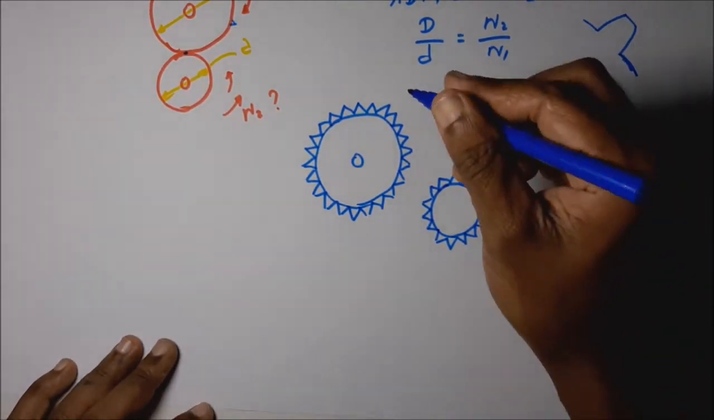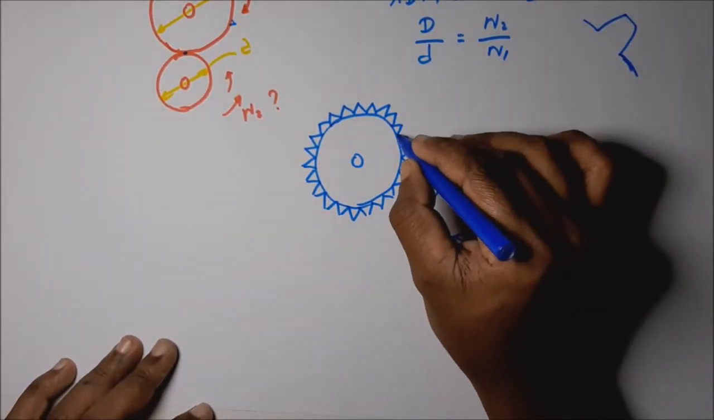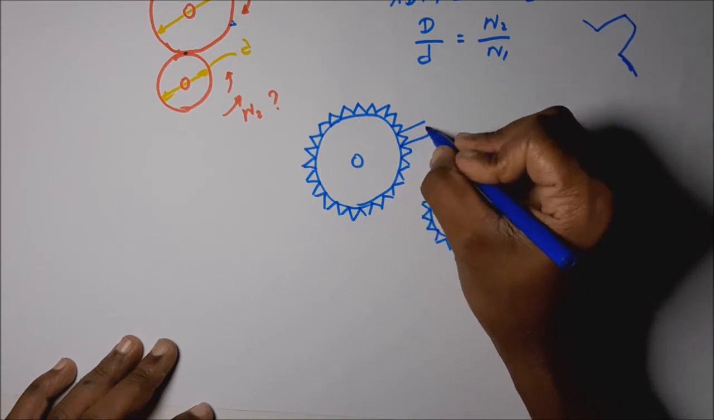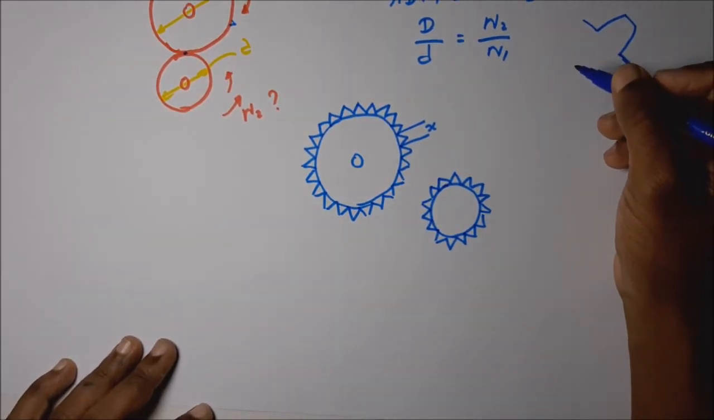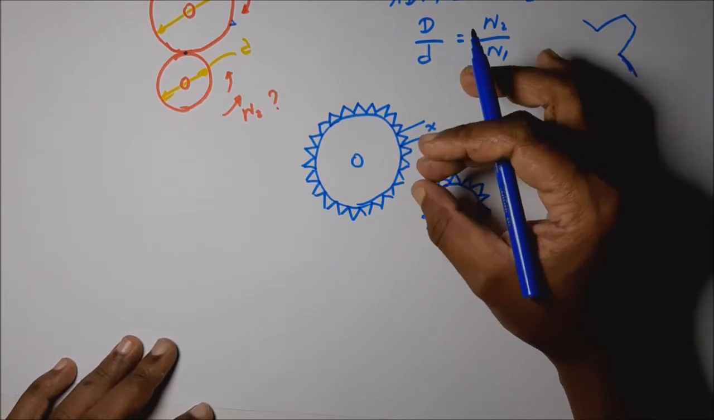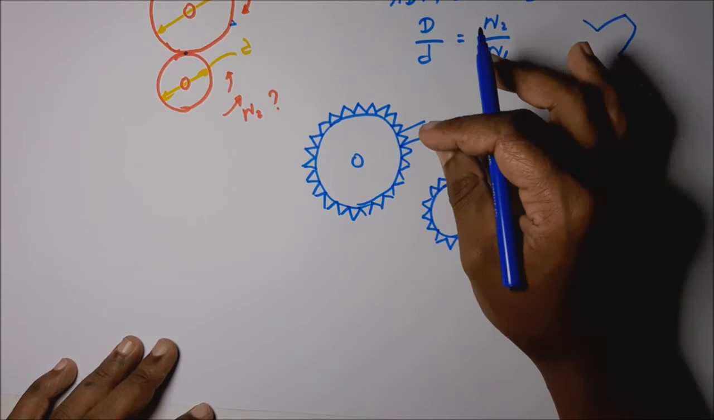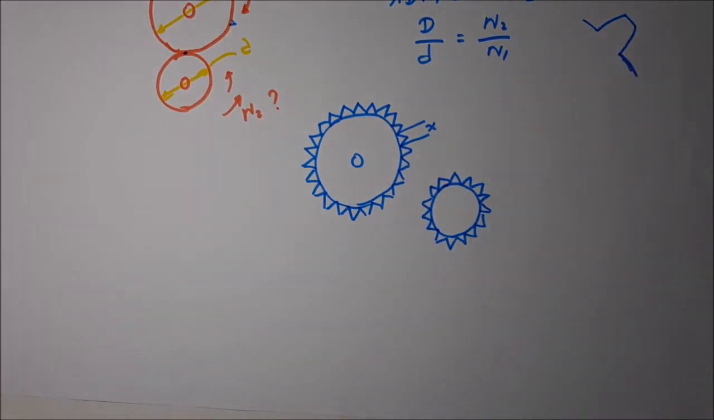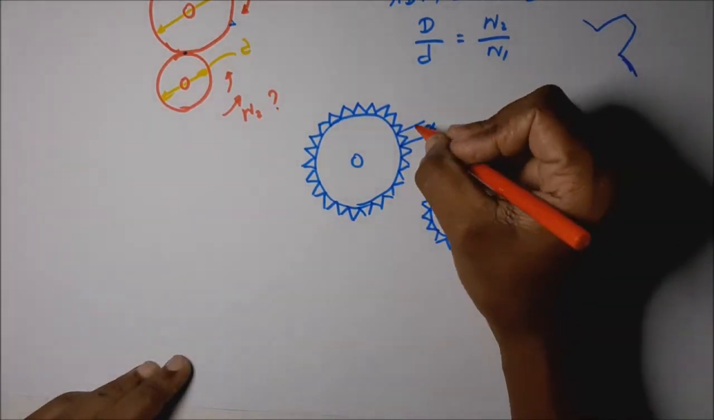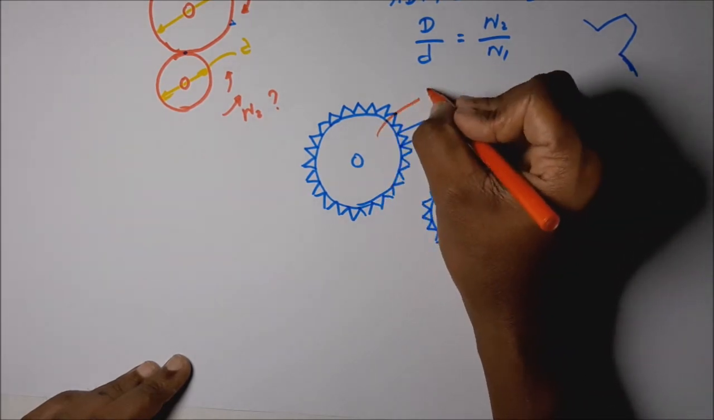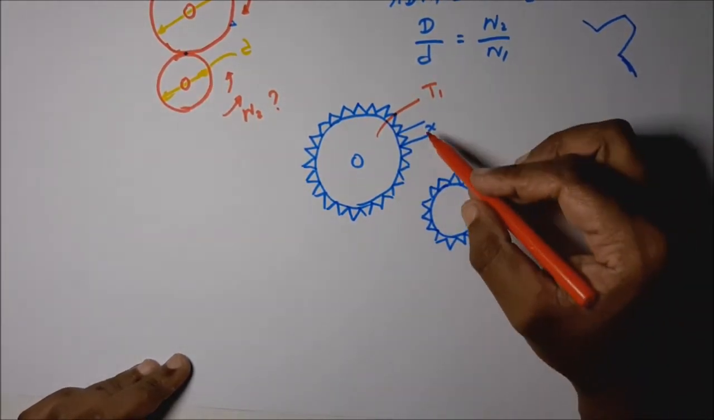Okay, then if you take this length, let's take it is x. That means this gear profile length, the length belonging to one tooth, is x. Then how many possible teeth are on this gear wheel? Let's take, if this has T1 teeth, how many possible teeth?